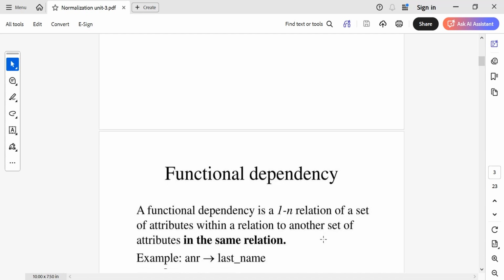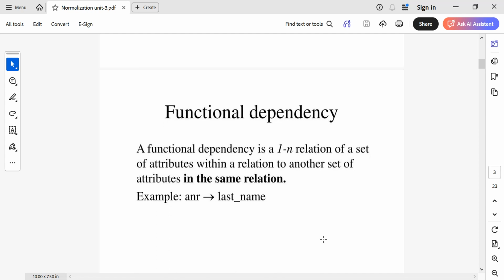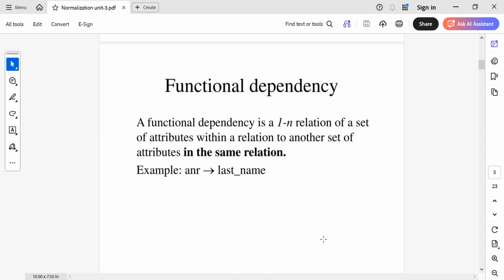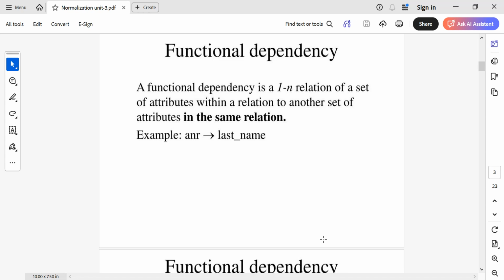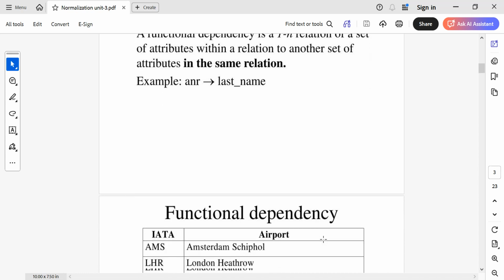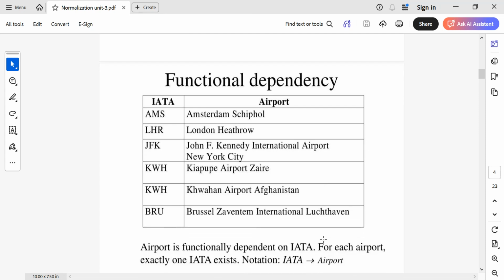So first we go for functional dependency. Functional dependency is a relationship from a set of attributes within a relation to another set of attributes in the same relation. We will see one example. ANR is one attribute, last name is one attribute. Last name is the determinant that is fully dependent on the ANR attribute. So last name is fully dependent on ANR. Here functional dependency is explained in one relational table.